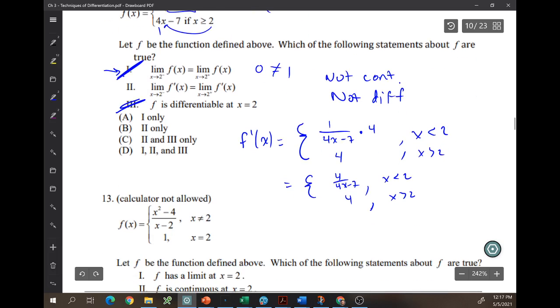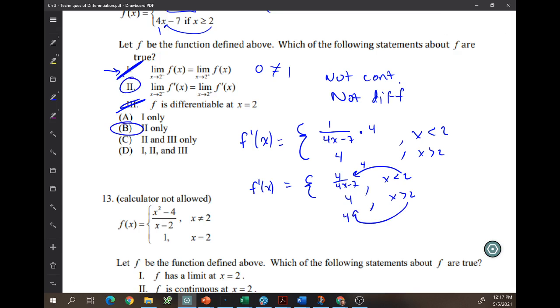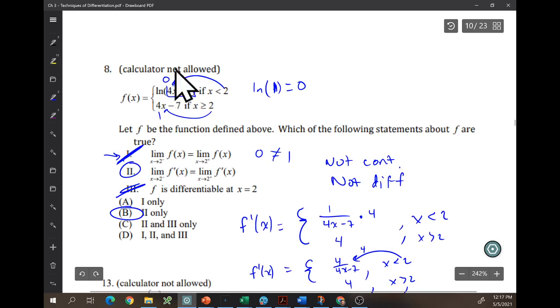So we plug in 2 here to the derivative. 4 over 8 minus 7 is 4 over 1. We get 4. And that's just going to also give us 4. So the limits of the derivatives are equal. But why is it still not differentiable? Even though the derivatives were equal, it's still not differentiable because it was not continuous.